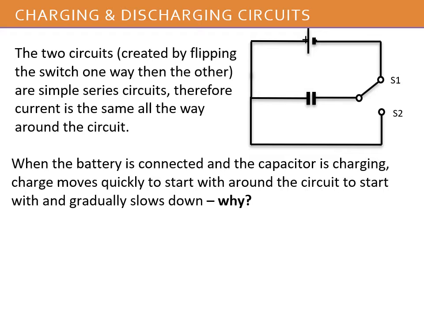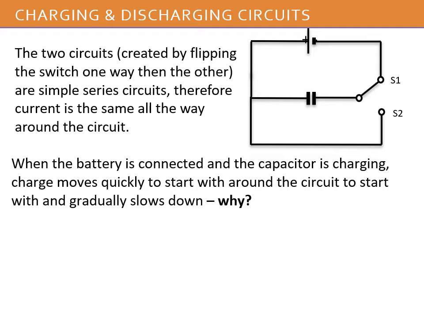If we press switch S1, then the battery will start charging the capacitor. This is a simple charging capacitor circuit. But when we flip to switch S2, the capacitor will be disconnected from the battery and will start discharging through the circuit, through the switch S2.